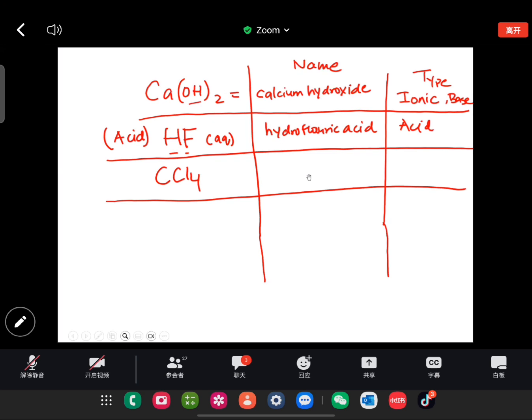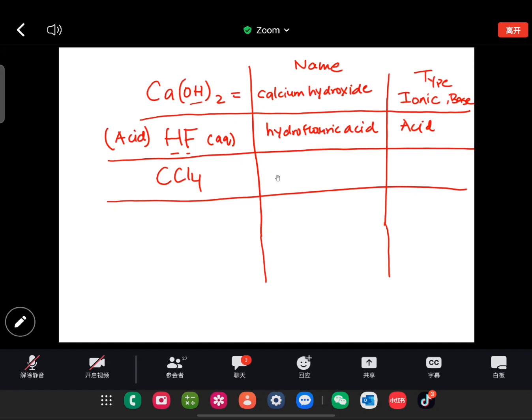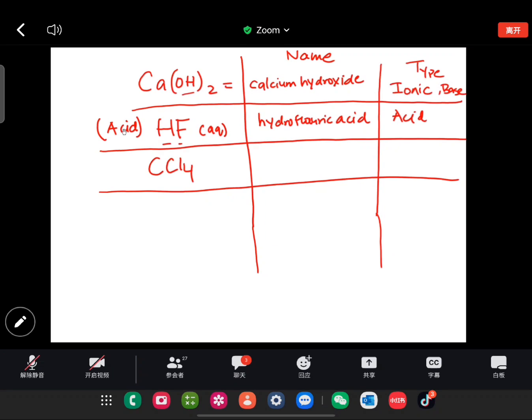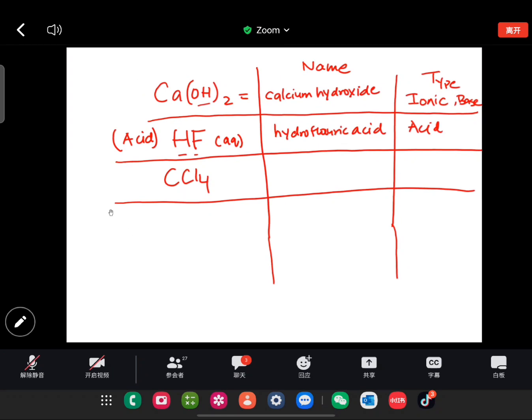Okay, still no success. Anyways, the name is carbon tetrachloride. And what is the type? Is it an ionic or is it a covalent compound? Covalent compound. Yes, it's a covalent compound or a molecular compound. And what is the reason? Because we have both non-metals, right? If you have two non-metals, that is on the right of the periodic table, you end up with the molecular or covalent compound.